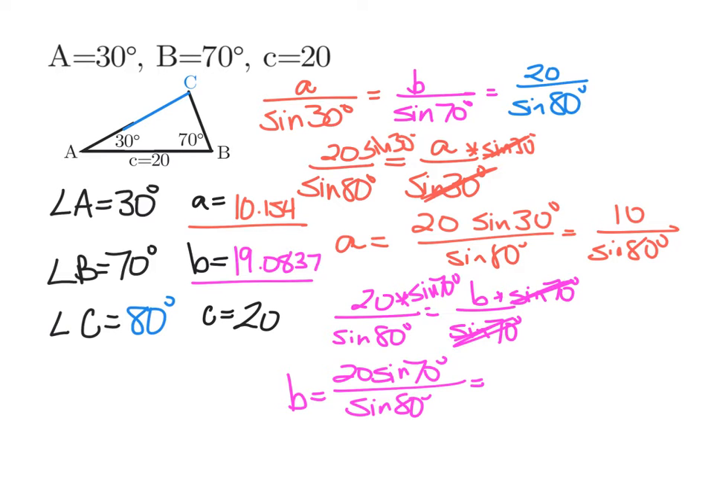Now, before you leave this problem, you want to check on one thing to see if your answers make sense. How you're going to know if they make sense is the largest angle is paired with the largest side, and the smallest angle is paired with the smallest side. If those things happen, you're probably right.